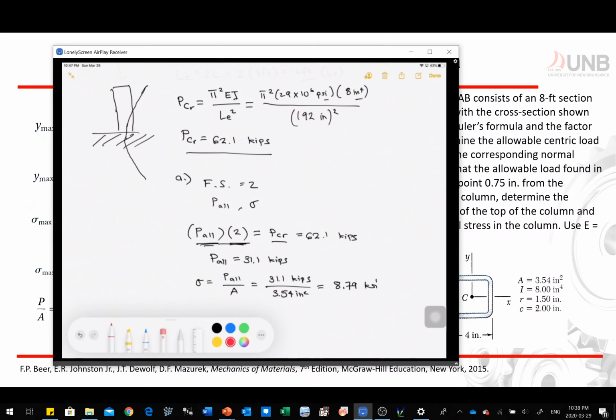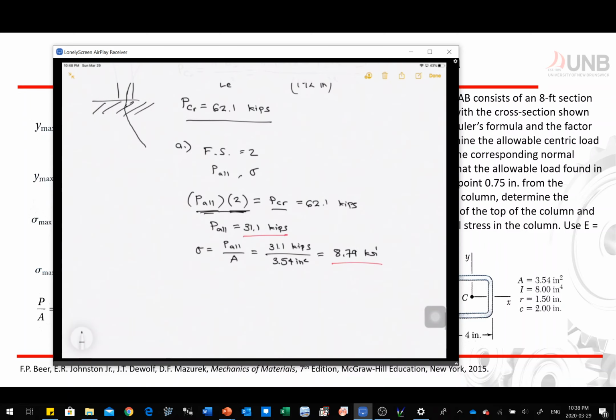So we have this guy right here and then this guy right here. Now that's easy because it's centric load. How about eccentric load? Now for the second problem, we have 0.75 inch.